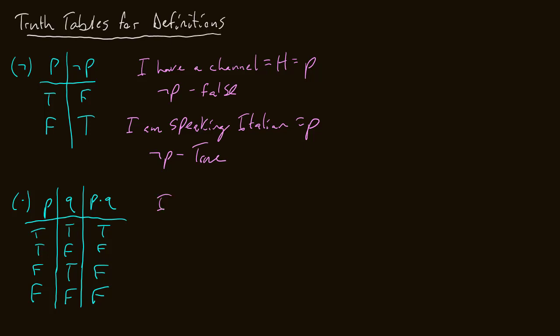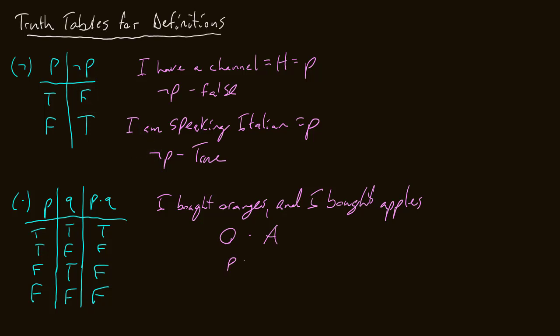So here's what I'm going to say. If I said I bought oranges, and I bought apples, right? That is my expression, right? And we might say that this is O and A, oranges and apples, right? And then we'll just use our statement variables, P and Q. Now, if I bought oranges, so my claim is I bought oranges and I bought apples, right?